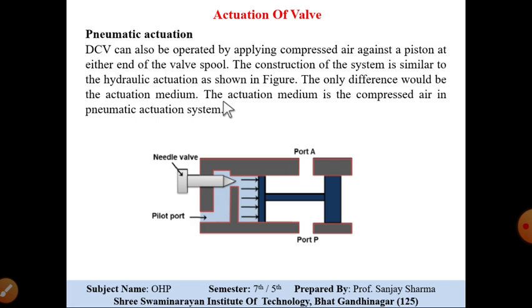These types of actuations are termed direct actuations, because the manual actuation, hydraulic actuation or solenoid actuation are directly connected to the valve or direction control valve which controls the actuator.